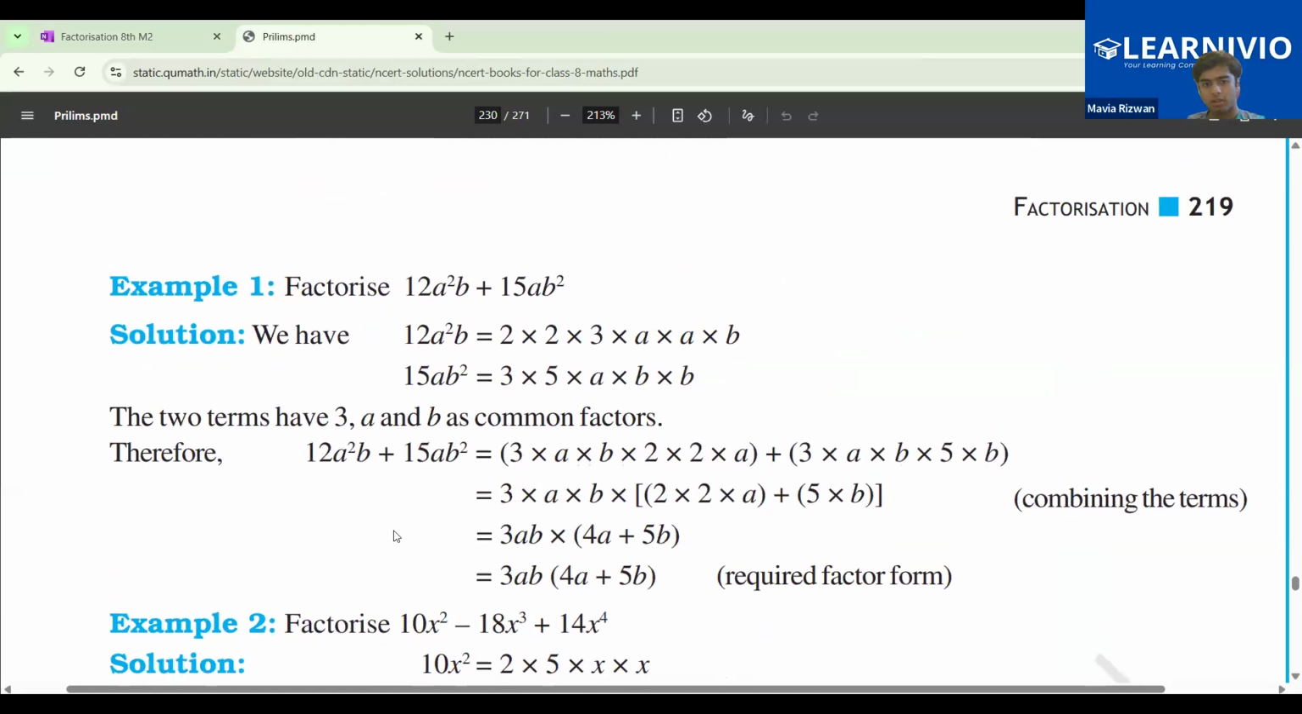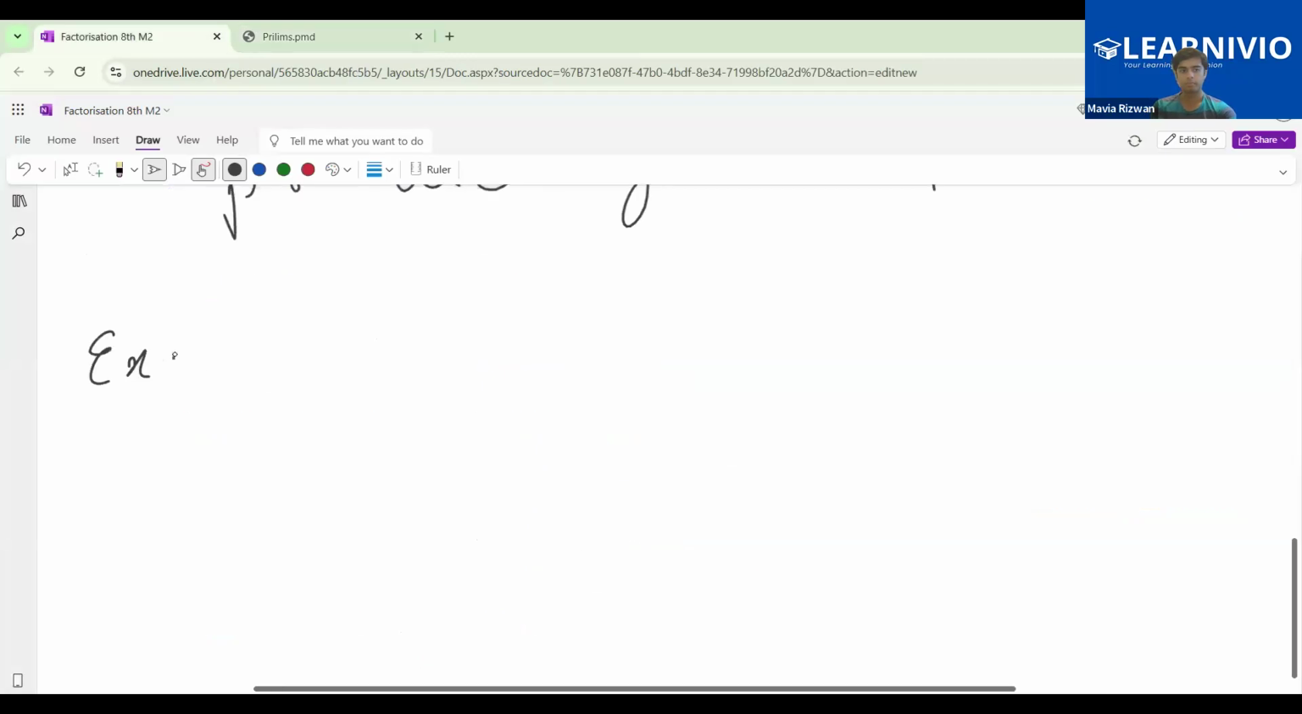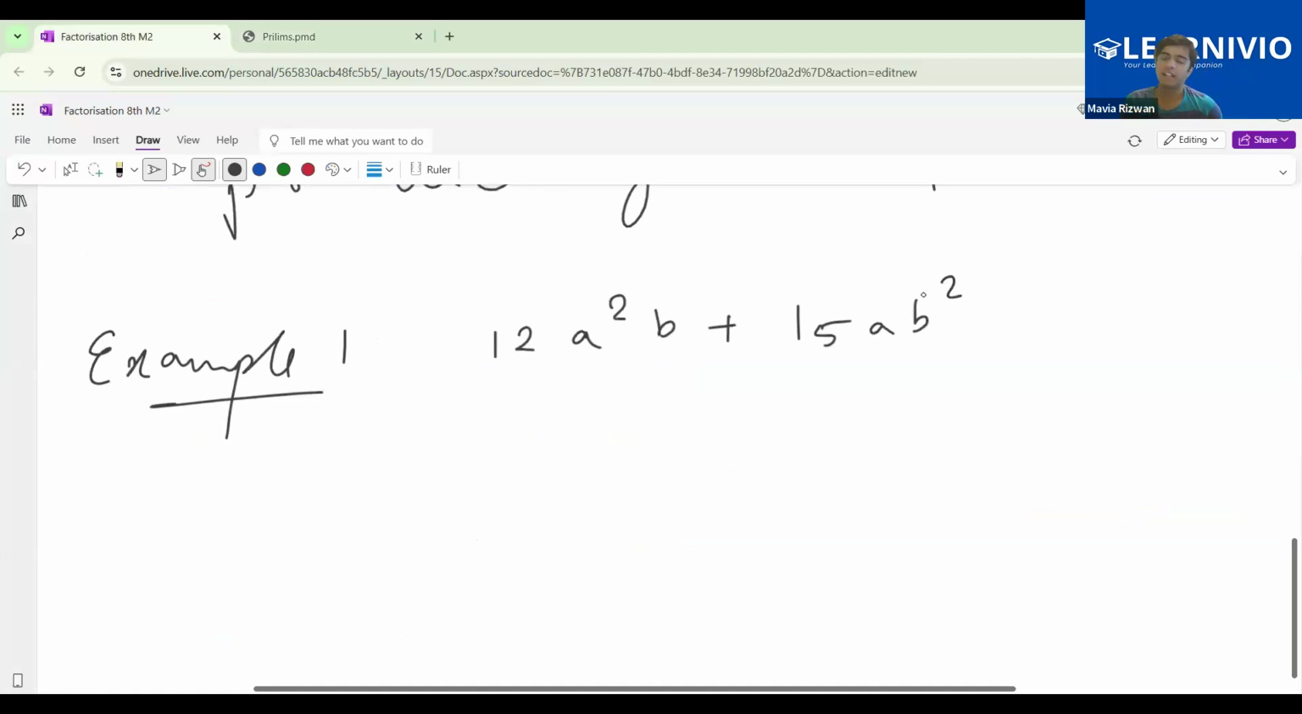Now they are saying factorize this. How do we factorize this particular term? 12a square b plus 15ab square. This is example 1. Guys, take out common from both of them. What is common? First, see what is common in the numbers. 12 and 15, from this we can take out common 3, because 12 and 15 have the highest common factor 3.